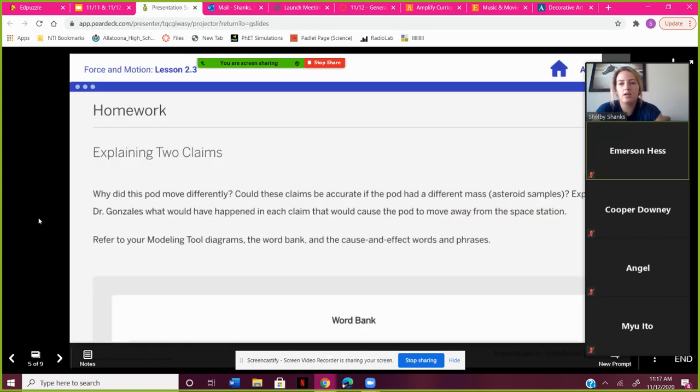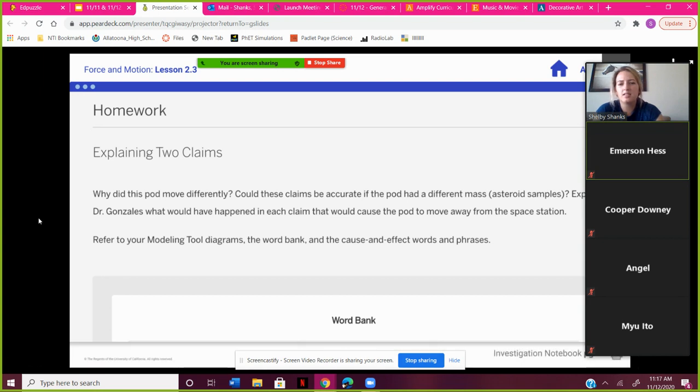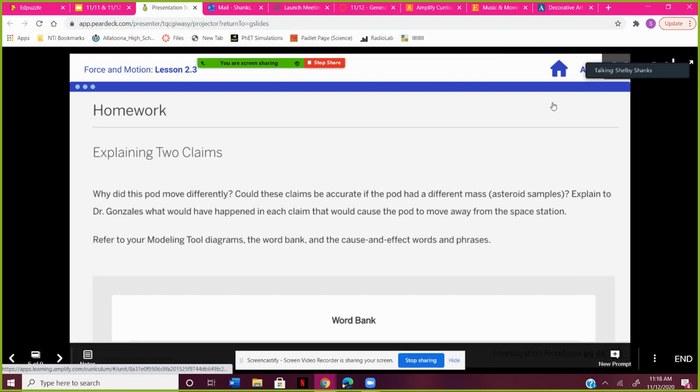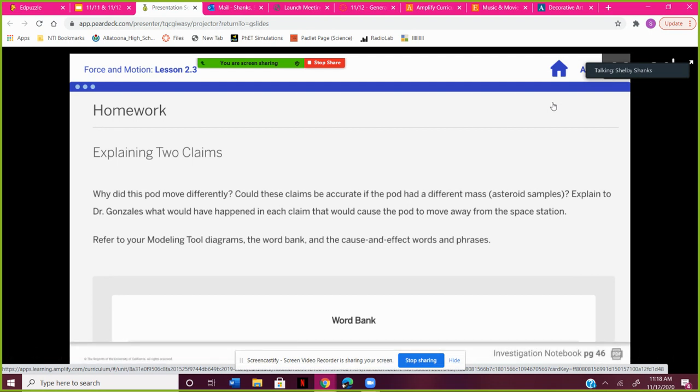Now, for our activity 4 homework on 2.3, you've got some instructions at the top here. It says, why did this pod move differently? Could these claims be accurate if the pod had a different mass, which is our asteroid samples? You're going to explain to Dr. Gonzalez what would have happened in each claim that would cause this pod to move away from the space station. And then you can refer to the modeling tool that we did on Tuesday.